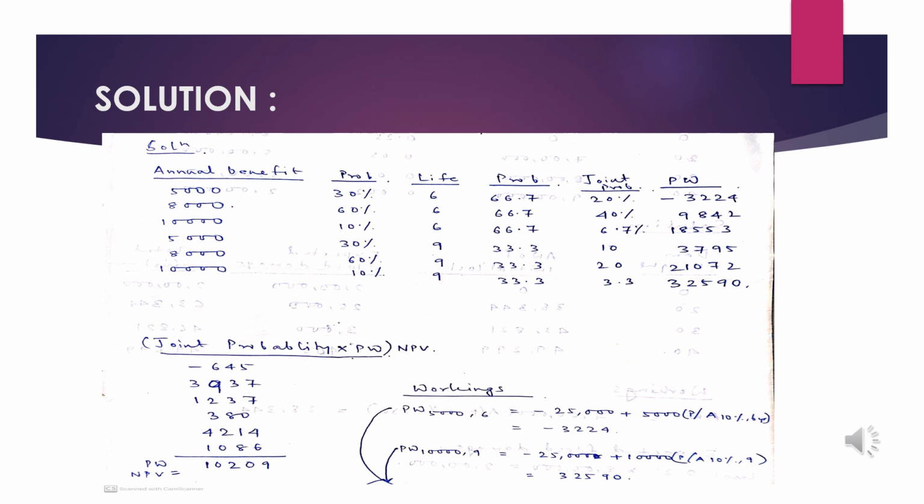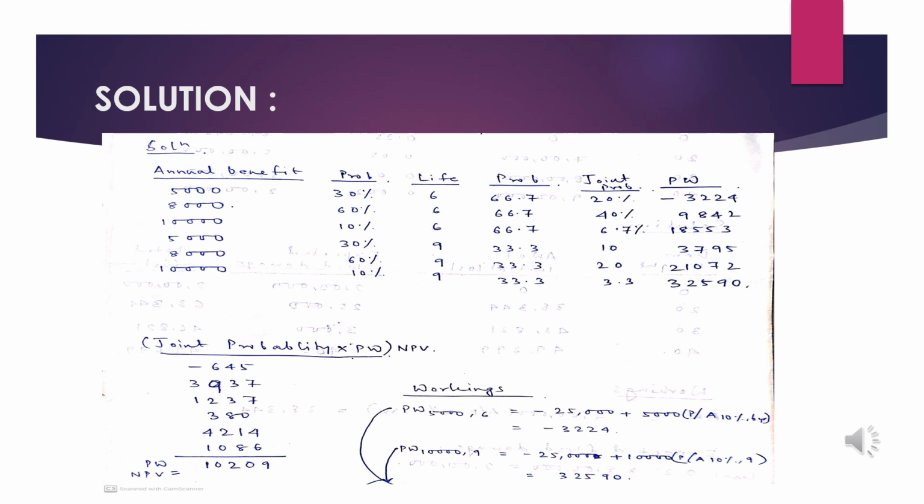Now, coming back to the calculation for the first annual benefit row here, if we take the annual benefit of 5,000 and the probability of 30% with a lifetime of 6 years, which also has a probability of 66.7%, then 66.7% times 30% gives us a joint probability of roughly 19.9, which I have converted back to 20%.